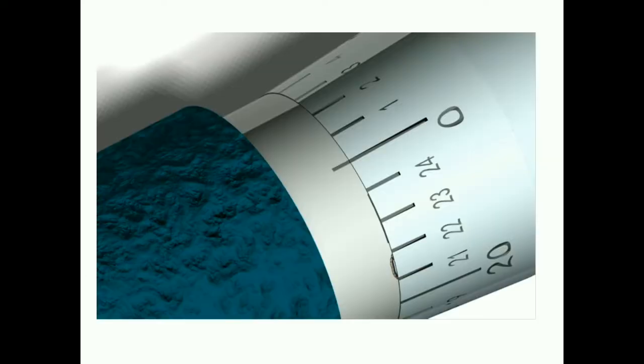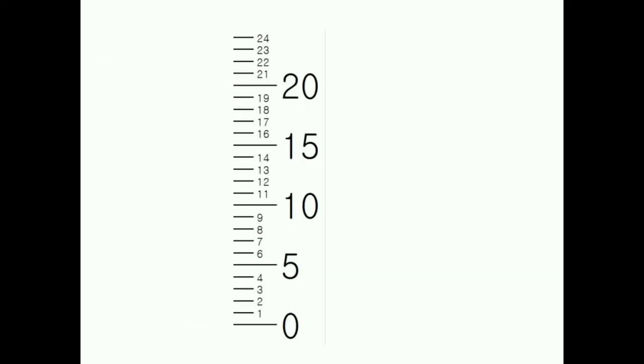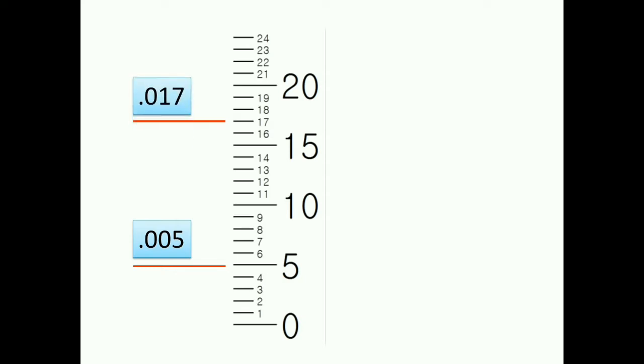Now, the other scale is the thimble scale, and you'll see that it starts at 0 and goes from 1, 2, 3, 4 all the way around to 20, 21, 22, 23, 24, and this would be the 25th. So these are thousandths of an inch. So if this says 1, this is 1 thousandth, 0.001. 5 would be 0.005. 17 is 17 thousandths, 0.017.